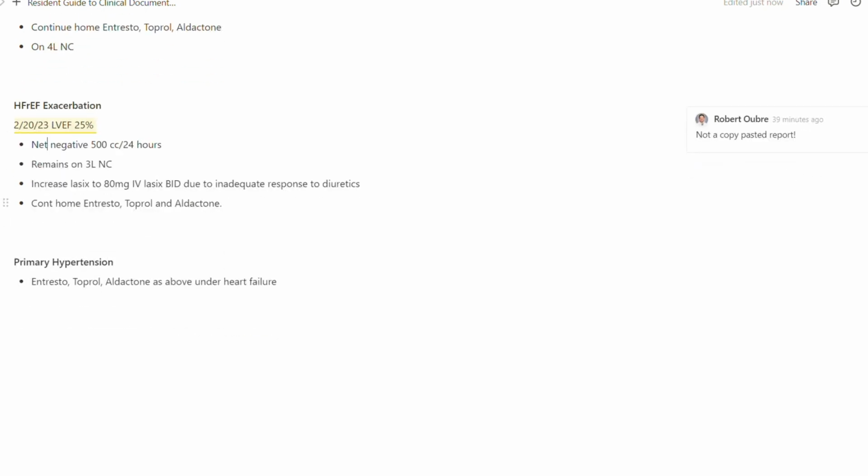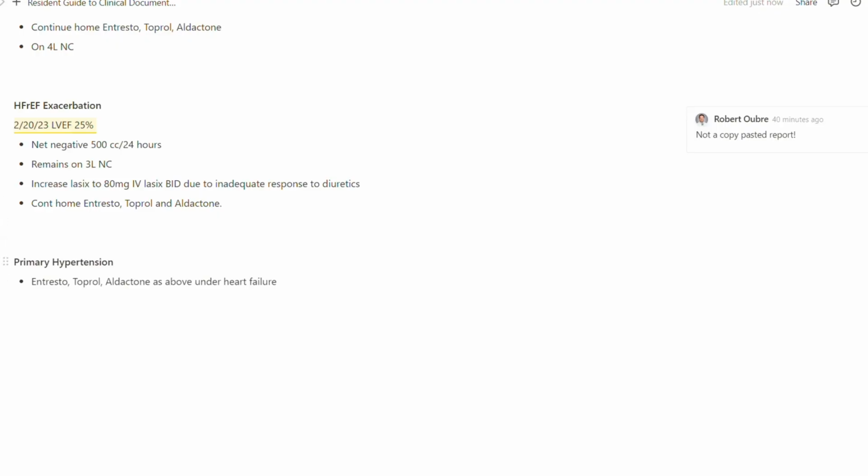So I'm going to say continue home Entresto, Toprol, and Aldactone here. And I'm not going to move that into the evergreen portion here because I want to continue to monitor every day their electrolytes, their blood pressure, the creatinine. So I want to continue to remind myself whether or not I should continue these medications or not.